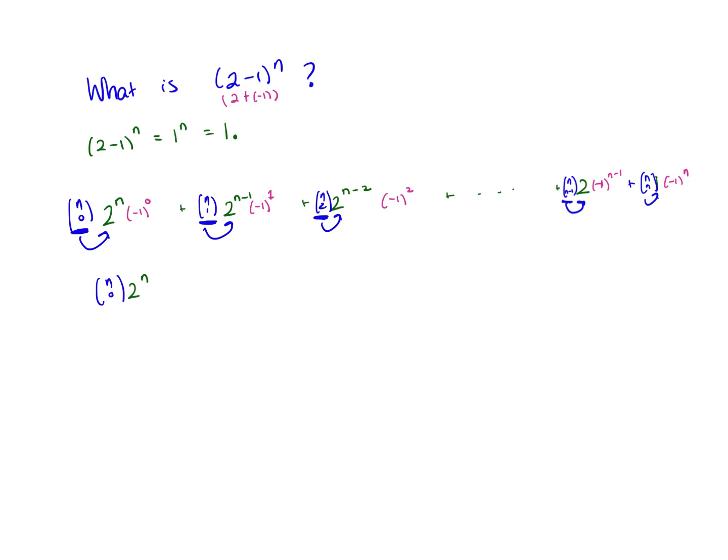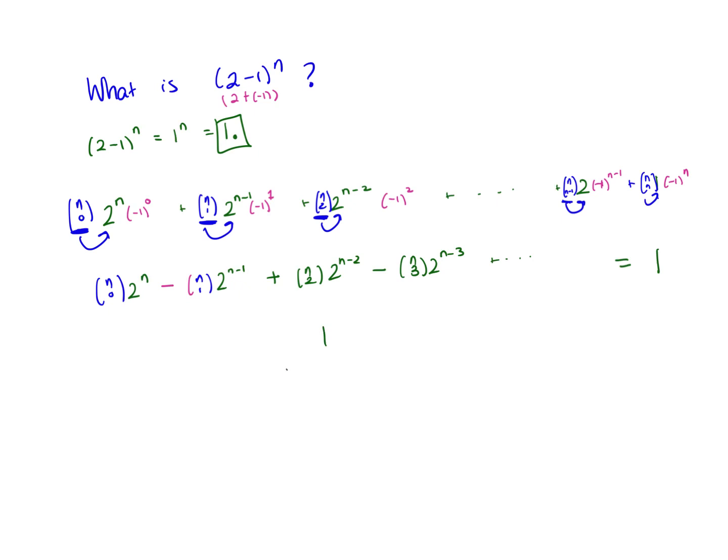So I get n choose 0 times 2 to the n minus n choose 1 times 2 to the n minus 1 plus n choose 2 times 2 to the n minus 2 minus n choose 3 times 2 to the n minus 3, and so forth. That alternating sum should always equal 1 because we knew it was 1 up here.